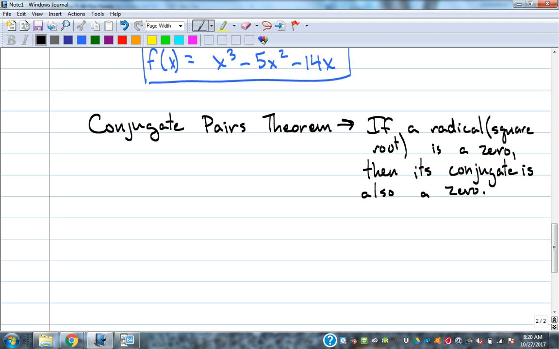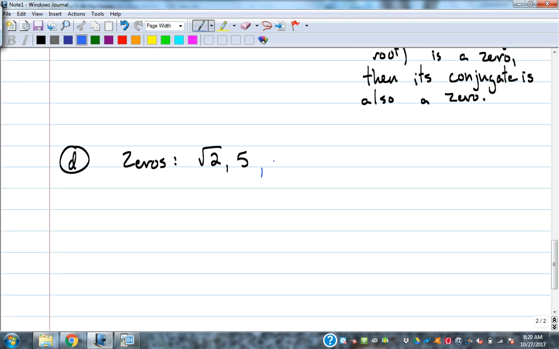Now, the tricky part is the fact that they're not going to tell you sometimes about the conjugate. They'll say, okay, here are your zeros. So like example D, your zeros that you're given would be the square root of 2 and 5. You've got to know that, oh, there's this other one here. There's a negative square root of 2 because of the conjugate pairs theorem. You've got to know that that's there. They didn't tell us about this.